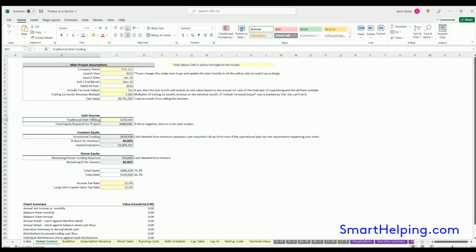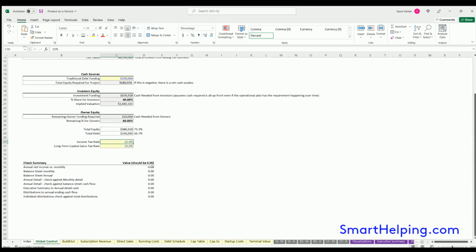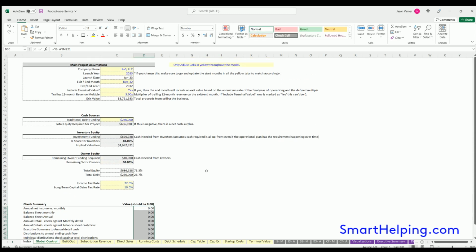So here, debt funding, 250,000. This is an arbitrary number I just put in. The model will solve based on all your startup costs, any burn, the CapEx. It'll solve for the minimum cash required in order to keep the cash balance above zero. And that will be after any traditional debt sources. You've also got some tax rates here. If you want to see after-tax cash flow, you will be able to. And then we've got all our sanity checks right on the front here.